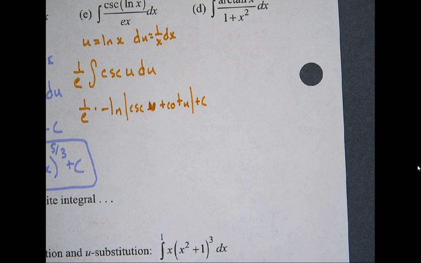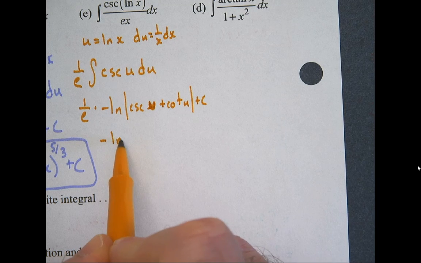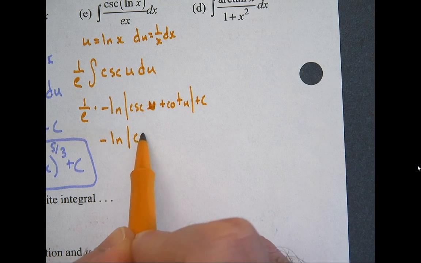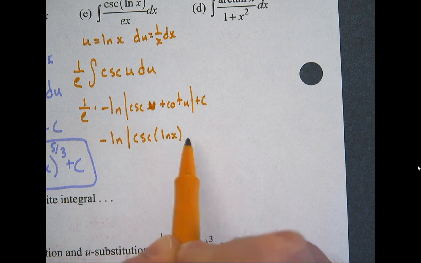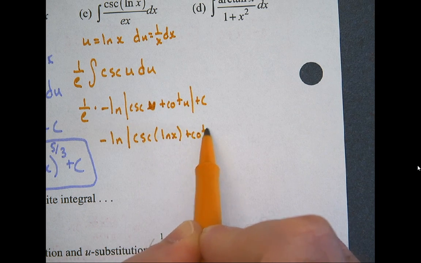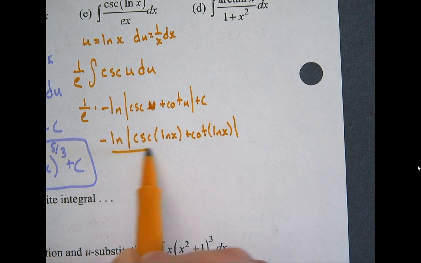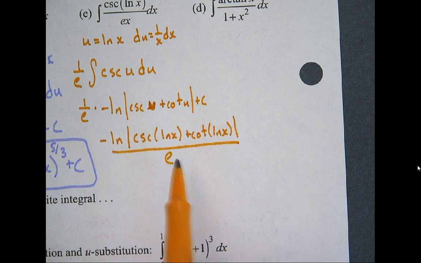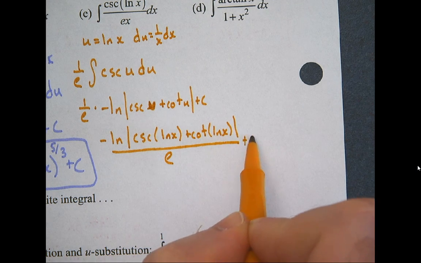Now that's not an acceptable answer because they don't care what your function is with u in it, and they want the x's back. So I would have negative natural log of absolute value of cosecant of natural log of x plus cotangent of natural log of x, all over e, and then plus c.